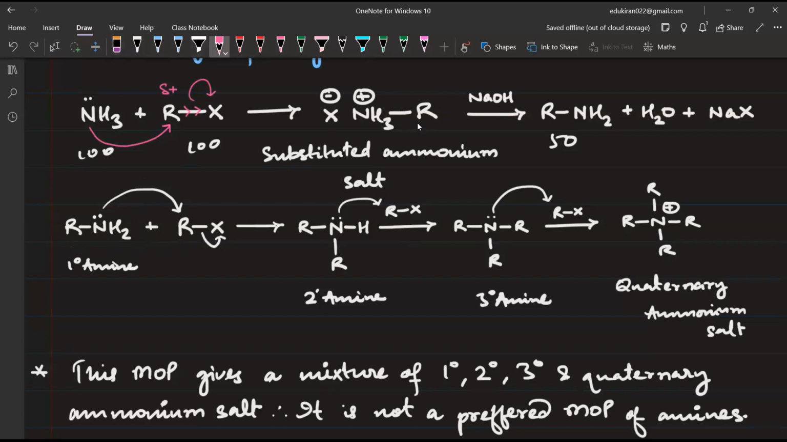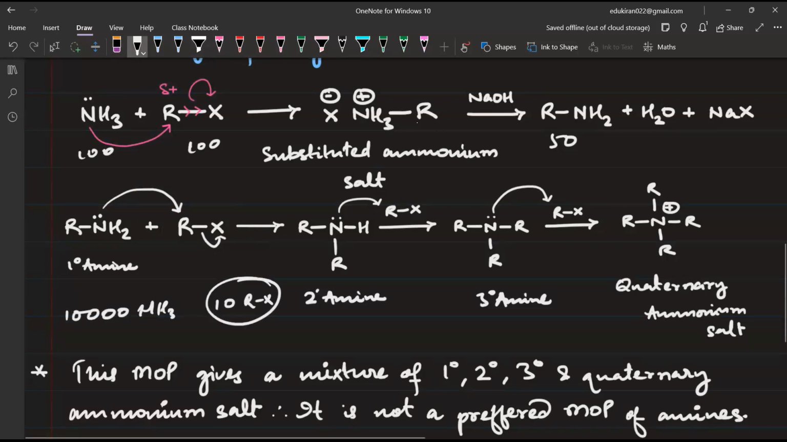What if we have a very small amount of alkyl halide? Let us suppose the ratio that we are taking is 1000 of NH3 and 10 of alkyl halide. So in the first second itself, all the alkyl halide will be consumed. Make sense?